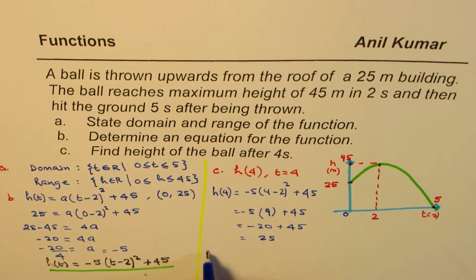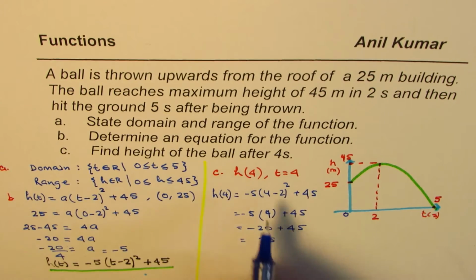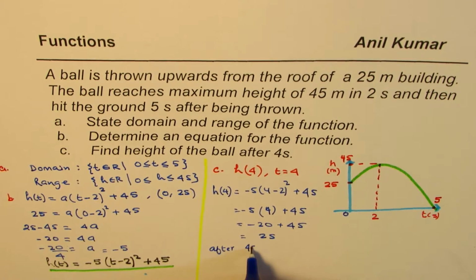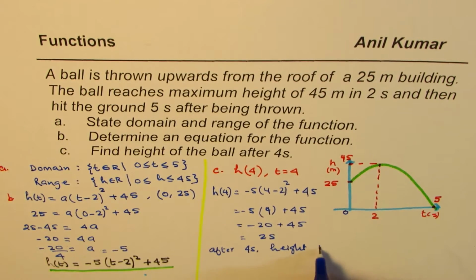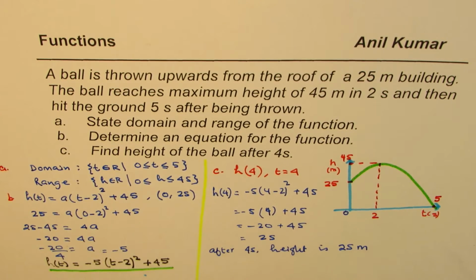So the answer is that the height of the ball after 4 seconds is 25 meters, right? So that is how we could find it.